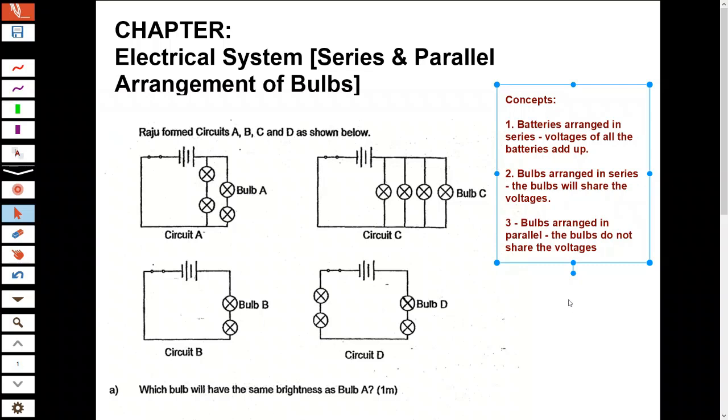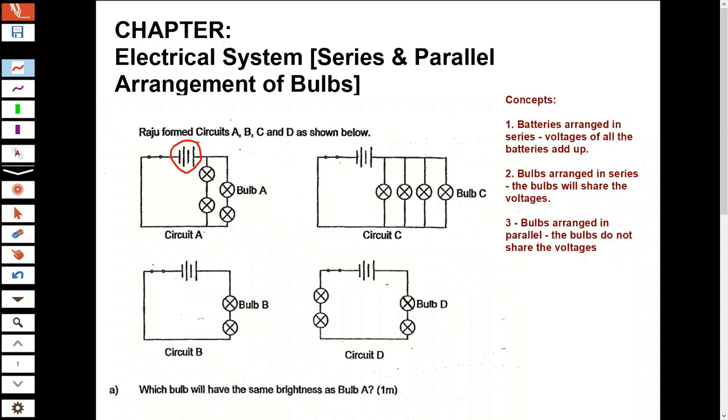Okay, now to go about solving this question, usually I will break it down into two steps. Step number one, I will focus on the batteries first. So what we need to find out now is how many batteries are there and how are the batteries arranged. Let's use circuit A as an example. Over here, we can see that there are two batteries, and both batteries are sharing the same electrical pathway, which means that they are arranged in series.